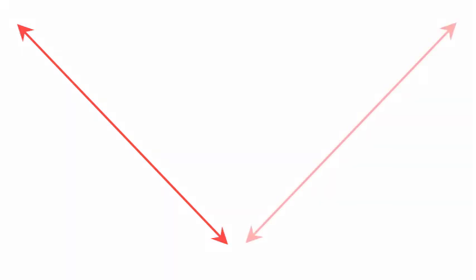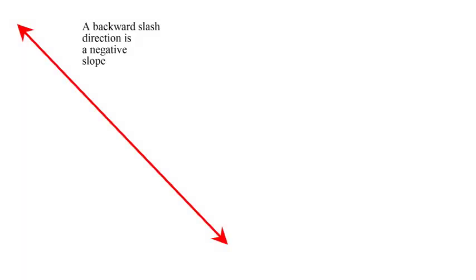Now if you look at a computer keyboard, it has a forward slash key and a backward slash key. The backward slash key points in this general direction and the forward slash key points in this general direction. When a line points in this general direction, or forward, it means it has a positive slope. When a line points in this general direction, or backwards, it means it has a negative slope.